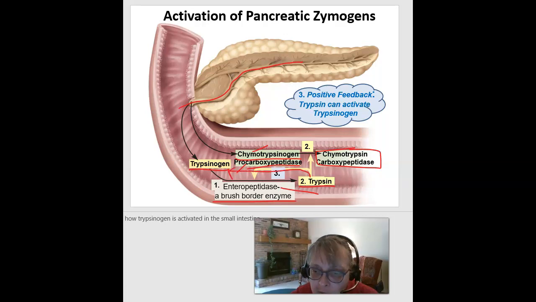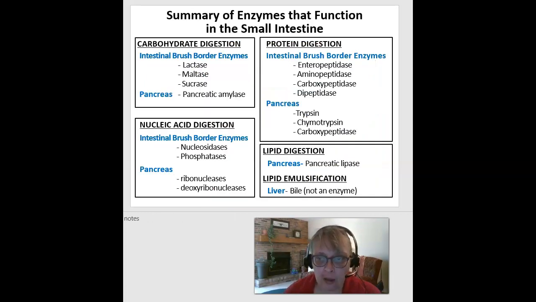So we've talked a lot about enzymes that function in the small intestine, a lot of chemical digestion. And I thought this summary slide might help you understand it a little bit better or group it in your mind. The first thing to think about is what are the nutrients that are broken down in the small intestine? All four big categories: carbs, proteins, nucleic acids, and lipids.